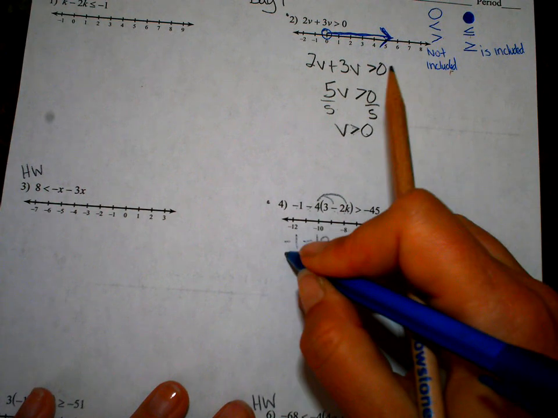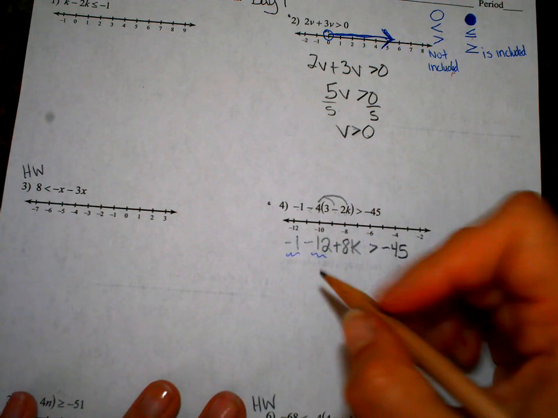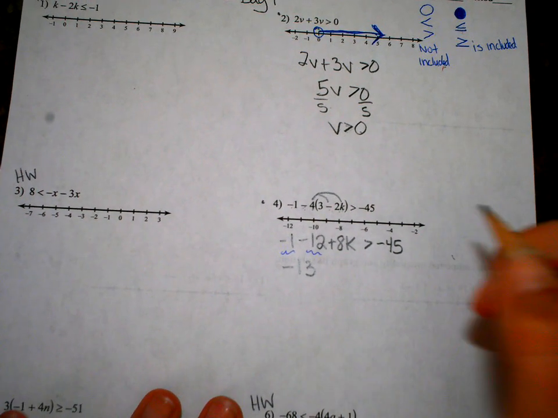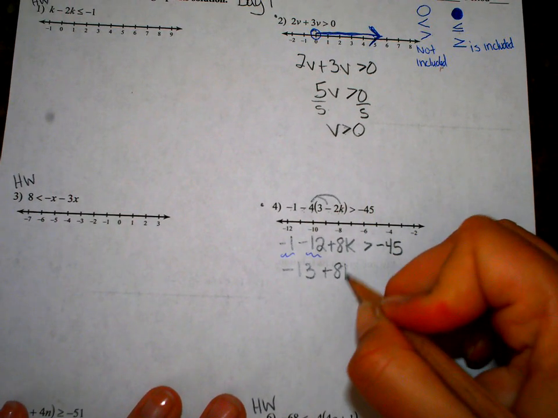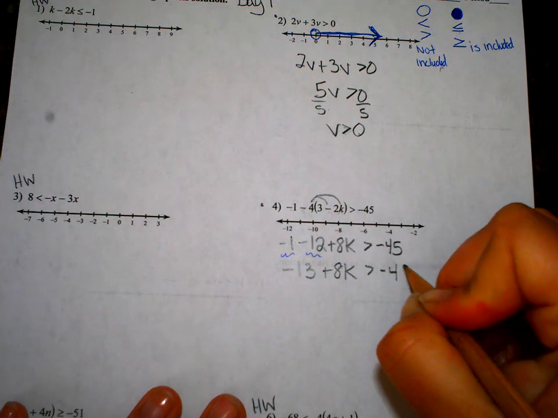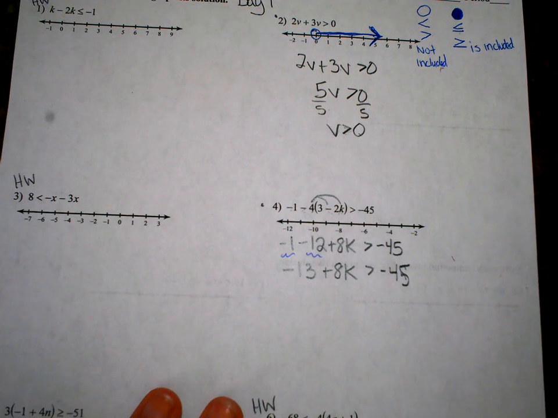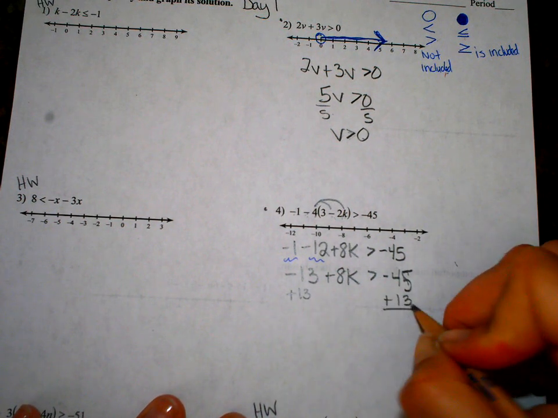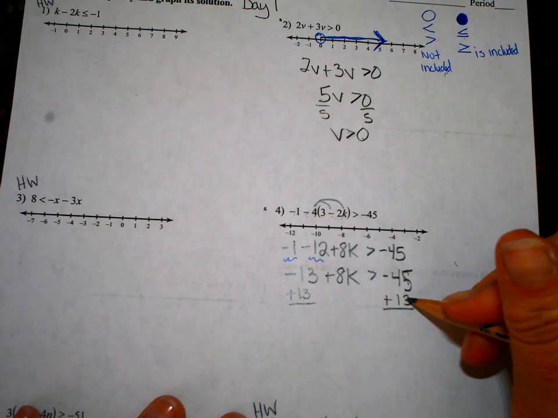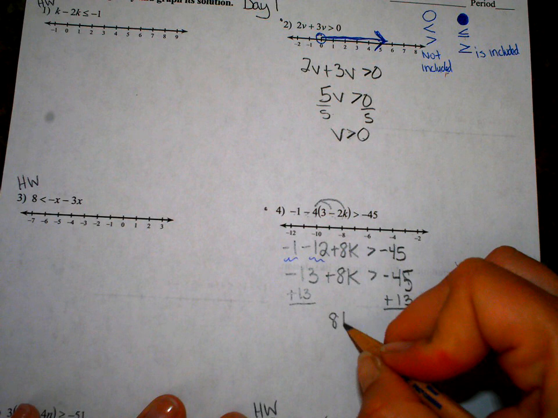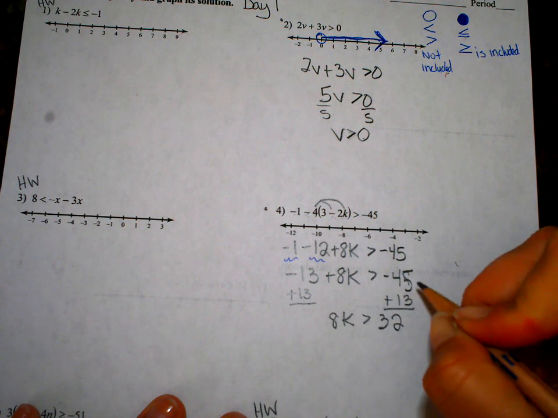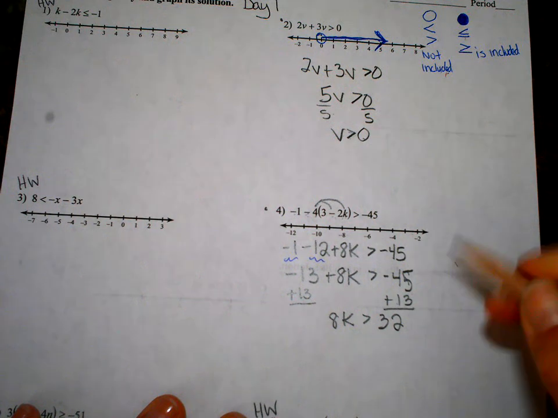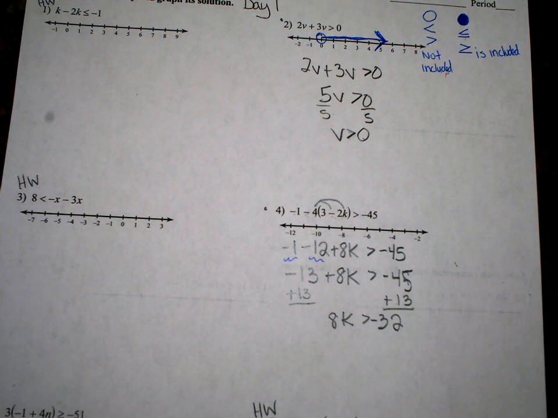Look, this -1 and this -12 are like terms. Just put them together on the same side and write the rest of my inequality. Okay. Add 13 to both sides. Add and subtract. Get the constants together first, right? 8k is greater than, but look, -45 plus 13 is -32. All right, reminder. Well, it doesn't work in this situation. I don't want to confuse you.